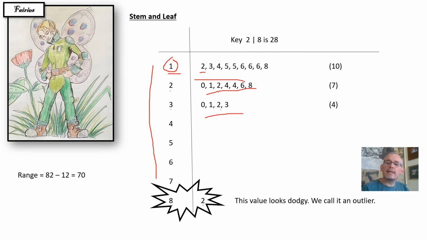Okay, there's the stem, there's the leaves, and a total up at the side so you can cross-reference that with how many data items you had. Always need a key. Okay, there's a key there. But something is very wrong here with this 82, which makes me think that it's dodgy, and we tend to call that an outlier. Do we keep it? Do we get rid of it? I think probably in this case, let's get rid of it because it just feels wrong.